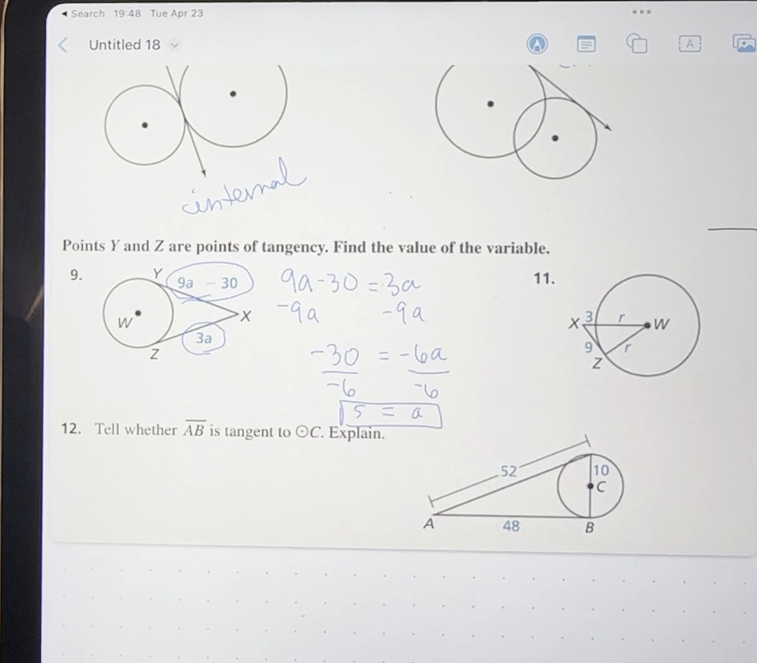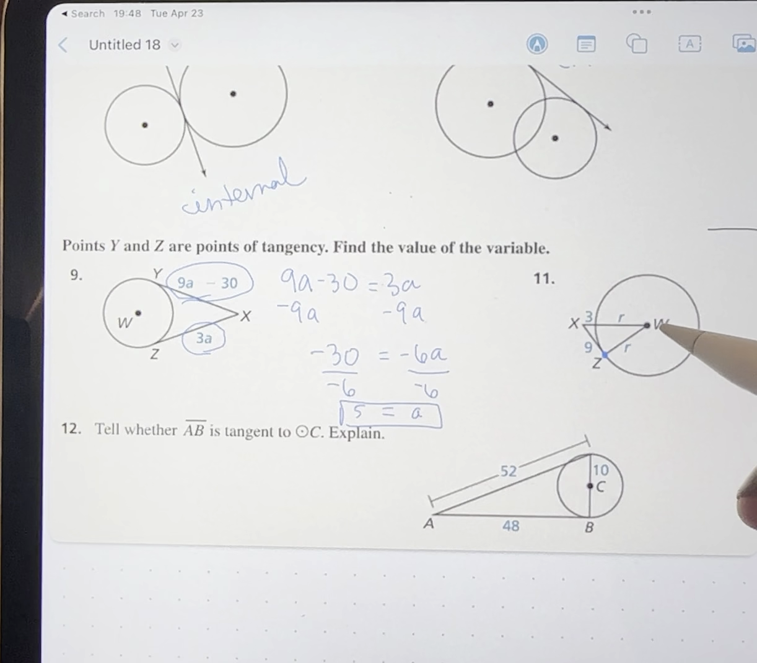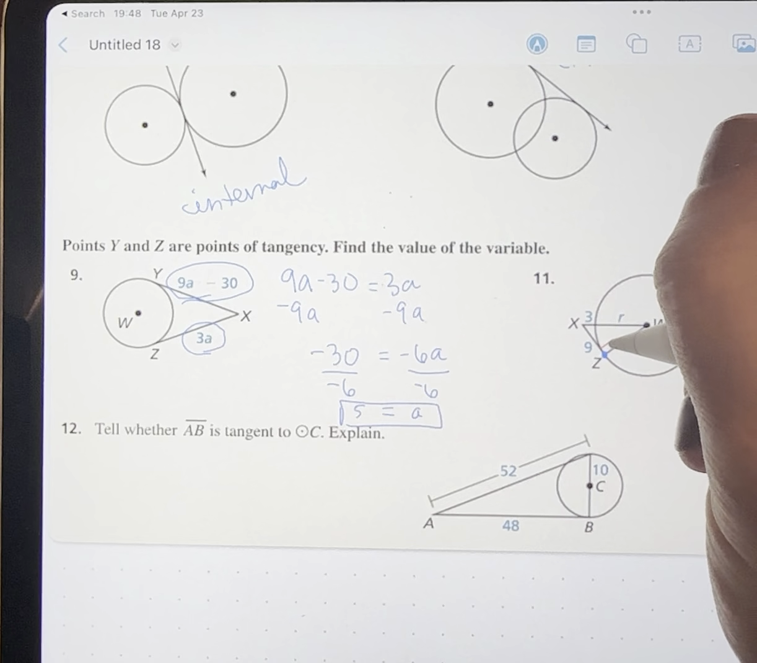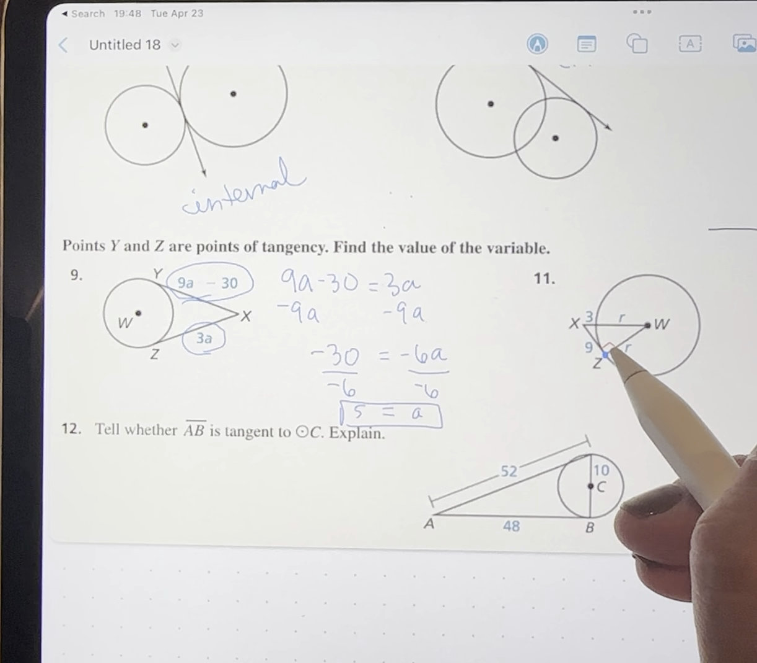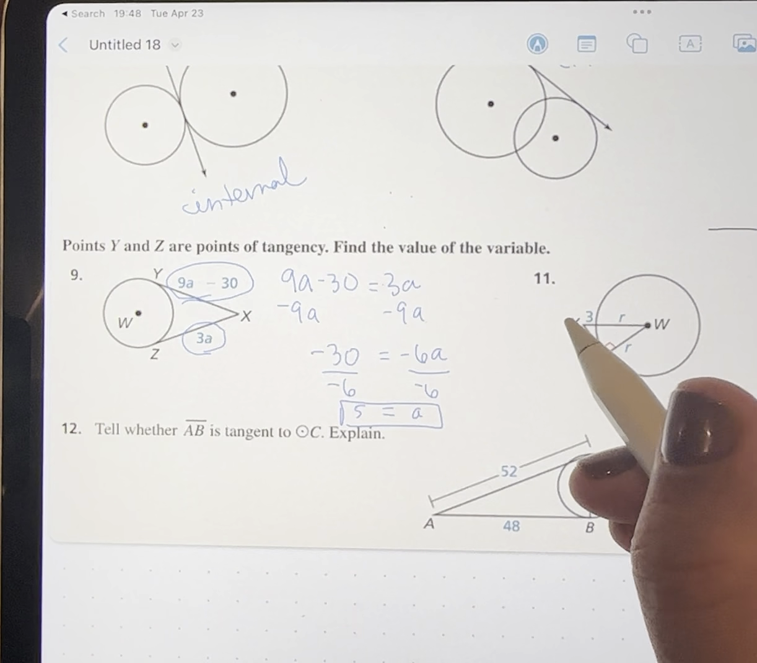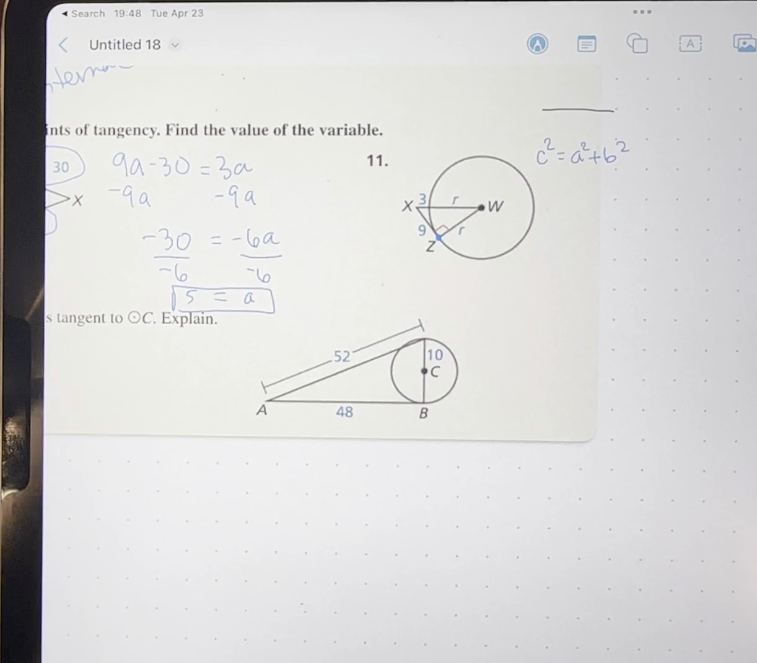On this problem, if Z is a point of tangency, well, WZ is a radius. And a radius and a tangent line always make a right angle. That's the key. So if this is a tangent, then that's a 90-degree angle, which means that this is a right triangle, which means our good old buddy, the Pythagorean theorem, is at play. C squared equals a squared plus b squared.